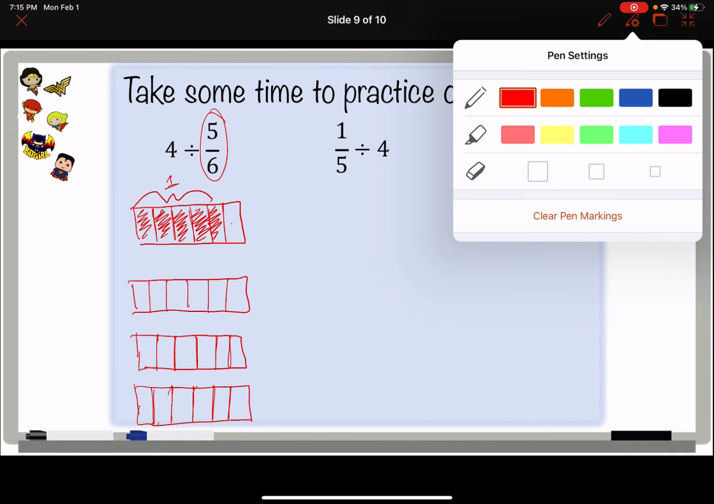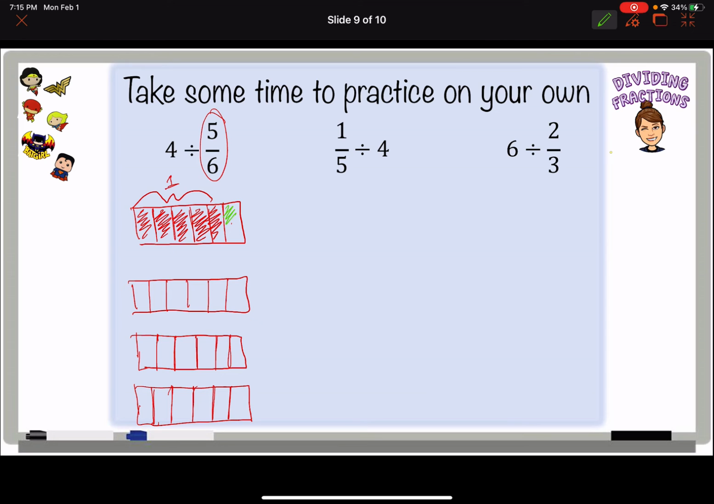Again, different color. Now I can grab more, so I can do 1 from here and 4 from here. So 1, 2, 3, 4, actually, 5. So this piece plus these is my second group.